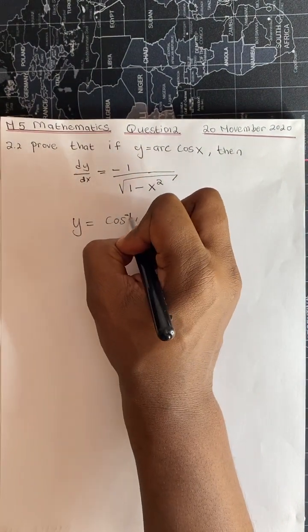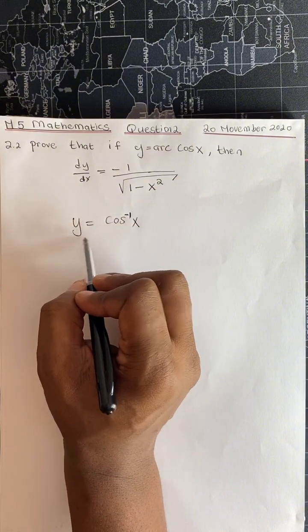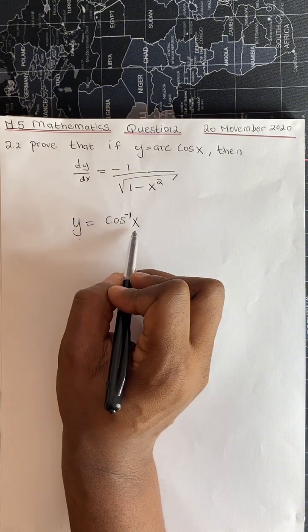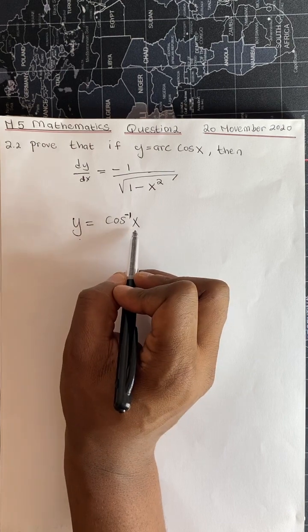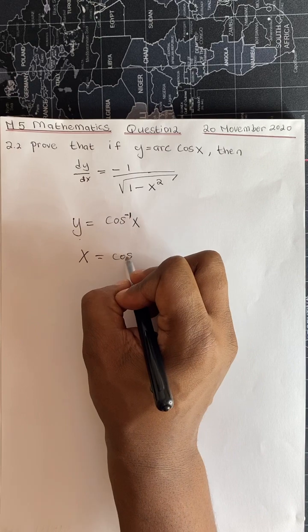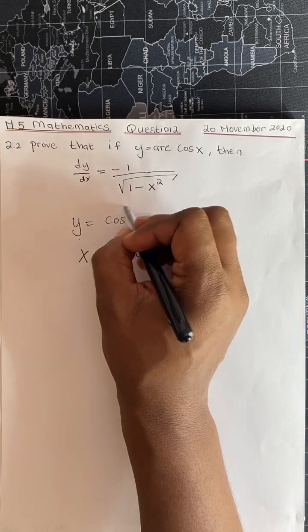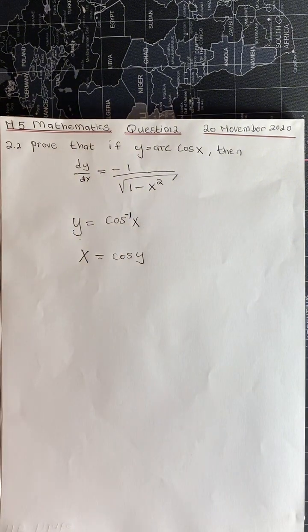So the first step is for us to remove this arc cos, and to remove this arc cos we have to switch the y and the x. We have to switch their places, so x will take the place of y and y will take the place of x, and from there we have successfully removed that arc cos, and from here we can differentiate.